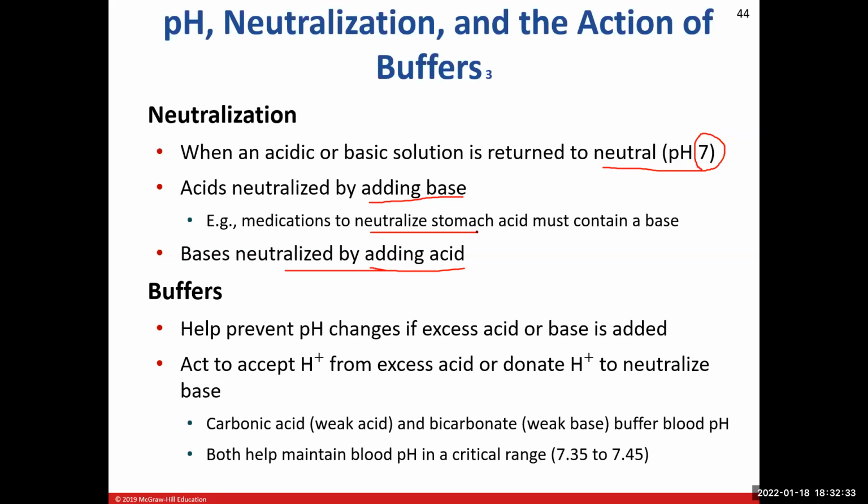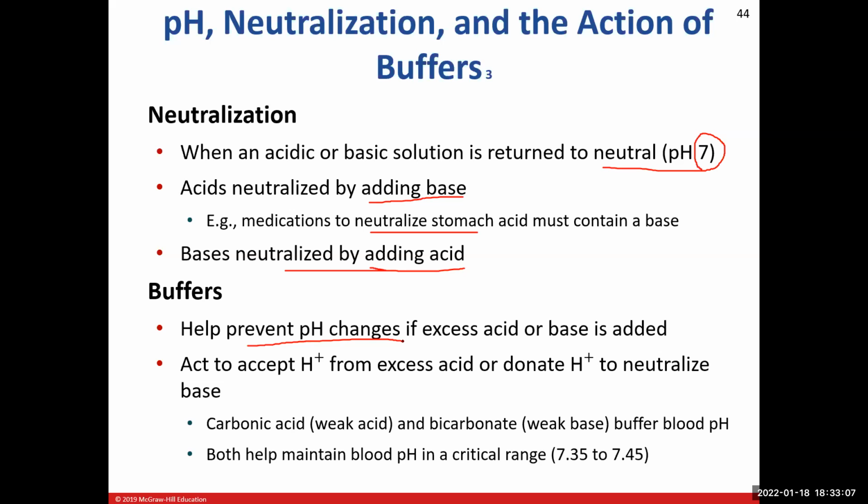Now let's get to buffers, because buffers are hugely important. You'll learn more about the importance of them when you take Bio 211. But what buffers do is they help to prevent pH changes to begin with. See, with neutralization, the pH has already changed. It's no longer 7, for example. It is either basic or acidic, and so now we've got to get it back to neutral. Well, with buffers, we're trying to prevent the pH value from changing at all.